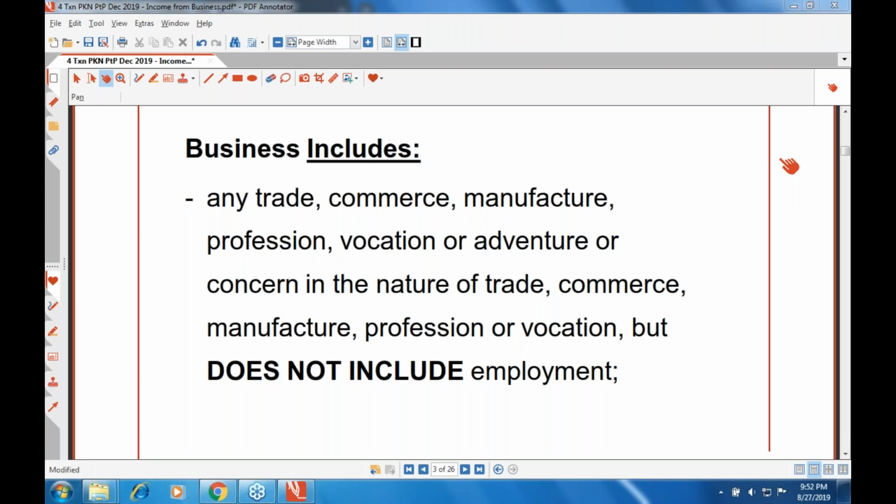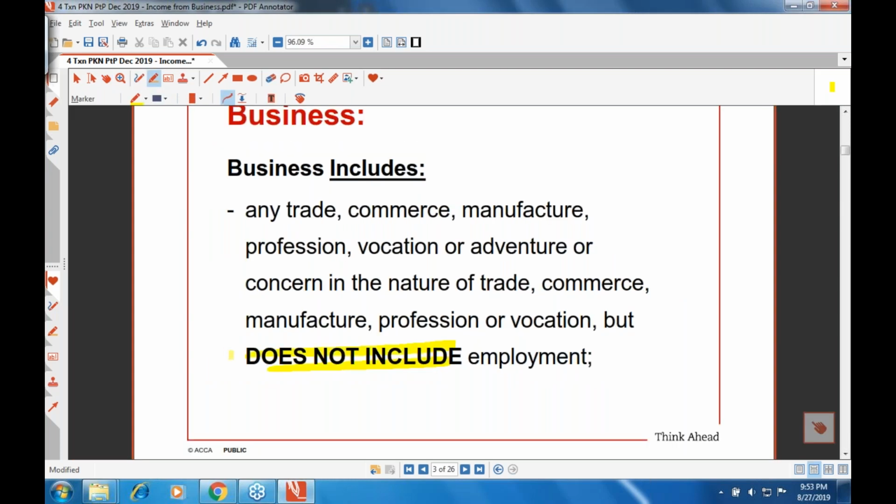So when we talk about the concept of business, what exactly do you mean by business? It says business includes any trade, commerce, manufacture, profession, vocation, adventure or concern in the nature of trade, commerce, etc., but does not include employment. Now, a very important point is the exception: business does not include employment.